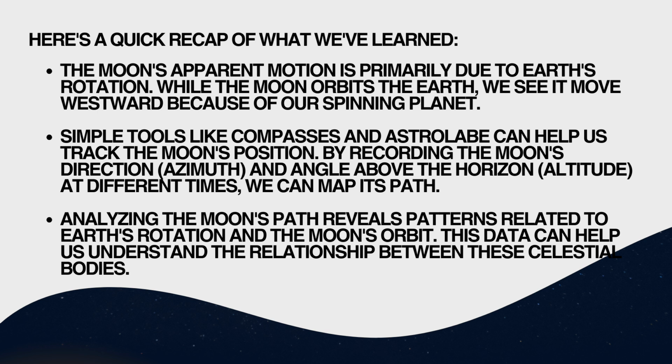So, to wrap it up, here's a quick recap of what we've learned. First, the moon's apparent motion is primarily due to Earth's rotation. While the moon orbits the Earth, we see it move westwards because of our spinning planet. Second, simple tools like compasses and astrolabes can help us track the moon's position by recording the moon's direction and angle above the horizon at different times. We can map its path. And lastly, analyzing the moon's path reveals patterns related to Earth's rotation and the moon's orbit. This data can help us understand the relationship between these celestial bodies.